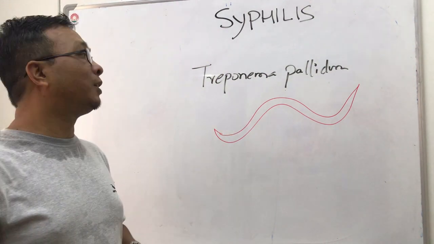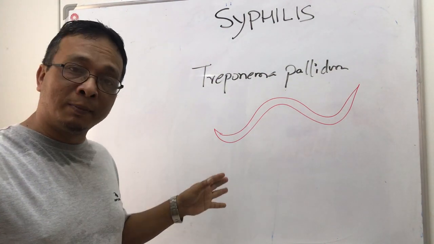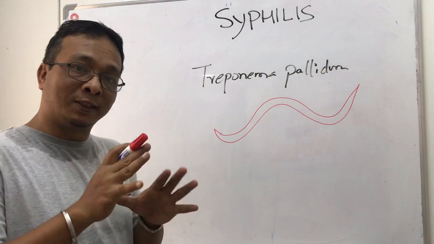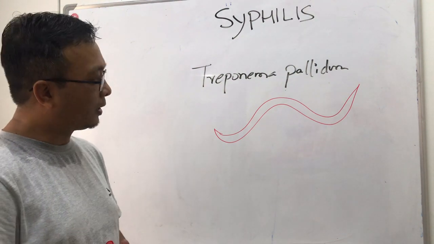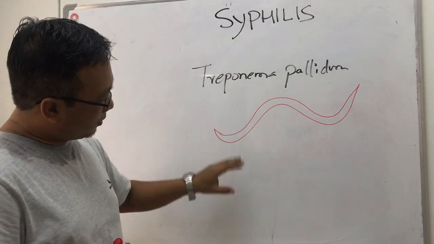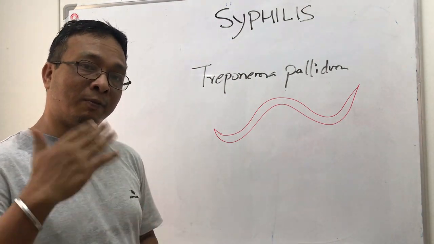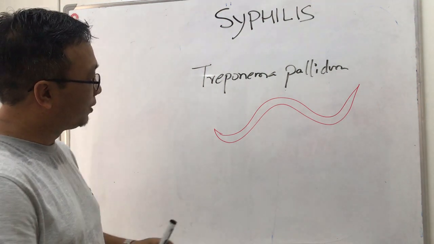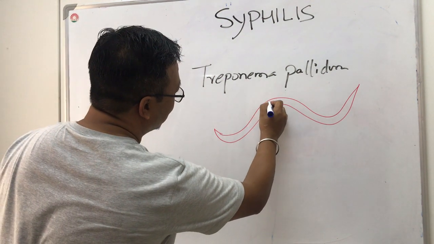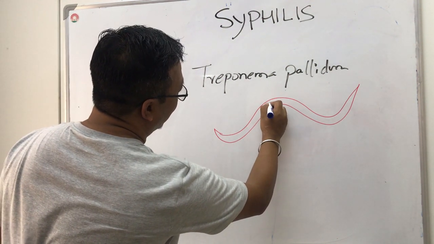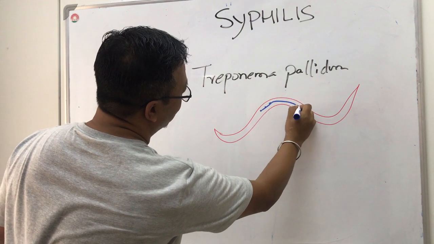It's spiral shaped and it's a gram-negative bacteria, and though it is gram-negative, it doesn't have the usual polysaccharide covering like the other gram-negative bacteria. So let's start with the unusual features of this bacteria, what makes it different from other bacteria. What makes it different is that it has endoflagella, which makes it motile.